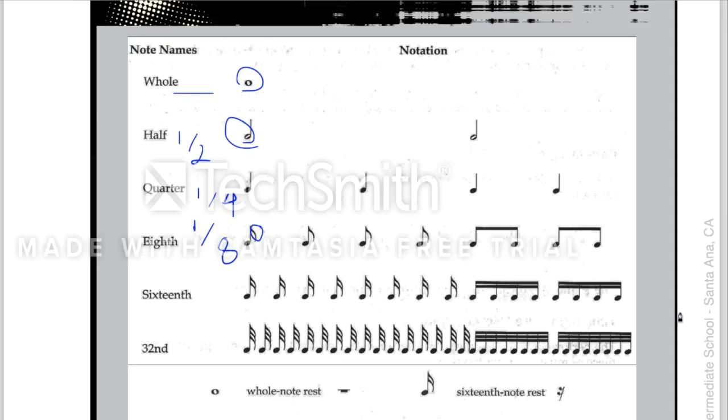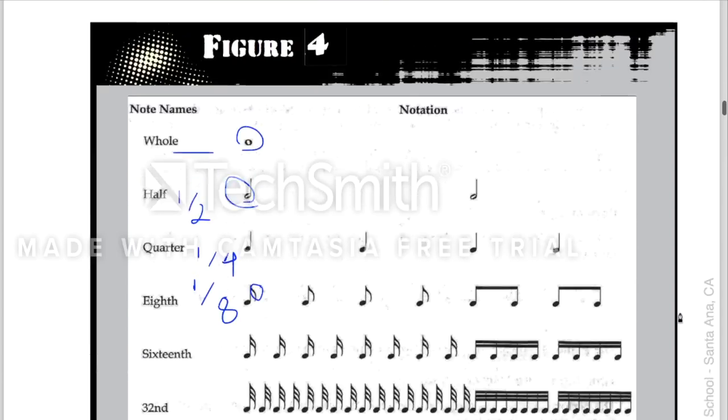I'm going to give you guys a couple of examples so you can listen to what that sounds like. If a whole note is 4 beats, 1, 2, 3, 4. Then a half note is 2 beats, 1, 2, 3, 4. A quarter note is 1 beat per, so 1, 2, 3, 4. And an eighth note is 2 beats per note, so 1, 2, 3, 4.